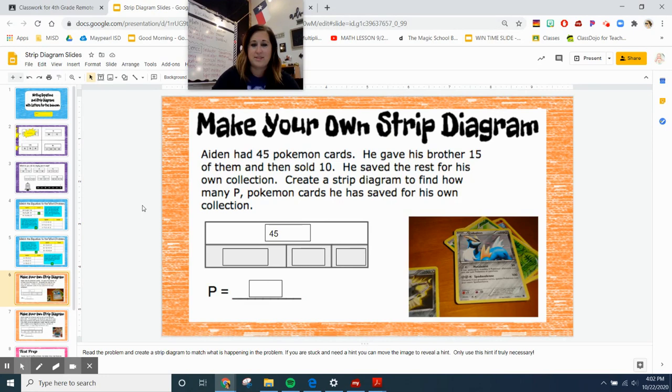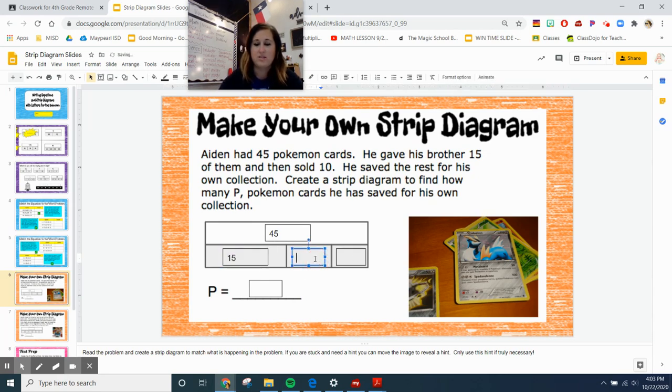Okay, slide 6, you're going to read the word problem and fill in the missing parts. So let's read it together. Aiden had 45 Pokemon cards. He gave his brother 15. Then he sold 10. So he started out with 45. So that's our total. Then he gave his brother 15, and then he sold 10. So they want to know how many he saved for the rest of his collection. So we're looking for this missing part, okay?